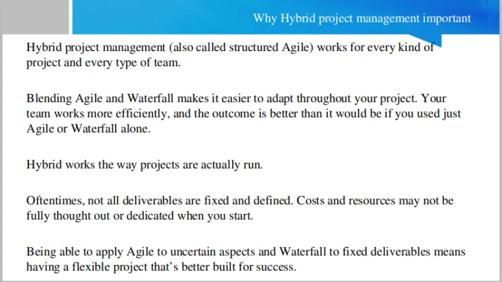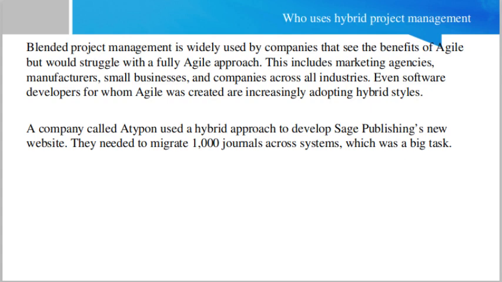Being able to apply agile to uncertain aspects and waterfall to fixed deliverables means having a flexible project that is better built for success. Basically, friends, whenever you are executing a project, sometimes it is good to use the waterfall approach, sometimes it is good to use the agile approach. So basically, use both approaches together, okay? Try to understand the concept here. Try to use both approaches in the project wherever it is suitable. Actually, as a project manager you should know which approach is better in which cases.